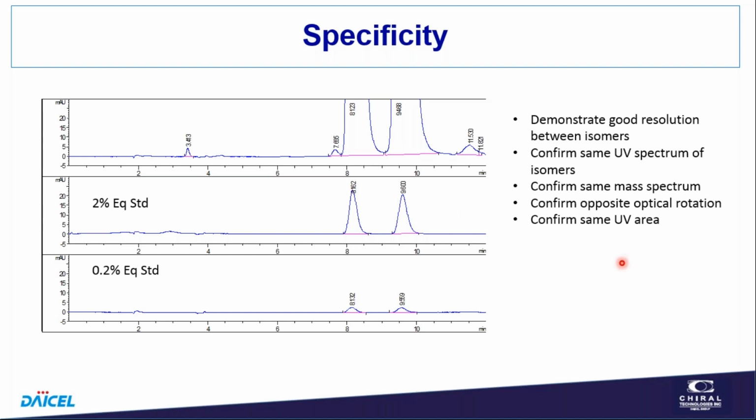enantiomers have the same UV spectrum. They're just mirror images, so the UV spectrum in an achiral solvent will be identical. They have the same mass, so you have the same mass spectrum if you analyze them by mass spectrometry. They will have opposite rotation. If they're at the same level, you'd expect similar rotations. And if you have a racemate, you would expect them to have the same UV area. And so you want to maybe confirm all of those things. I think that's pretty straightforward. It's almost too easy.